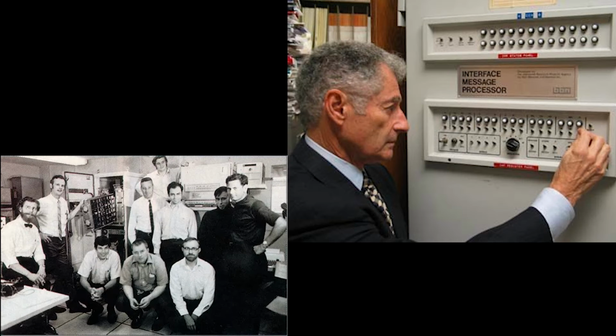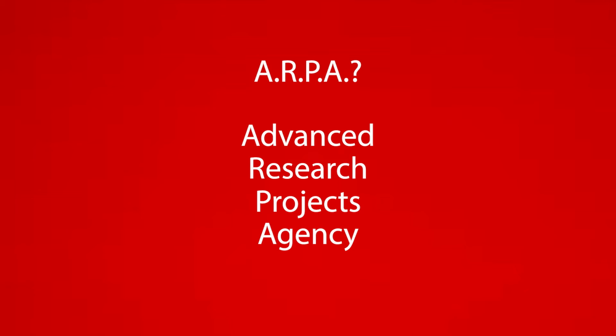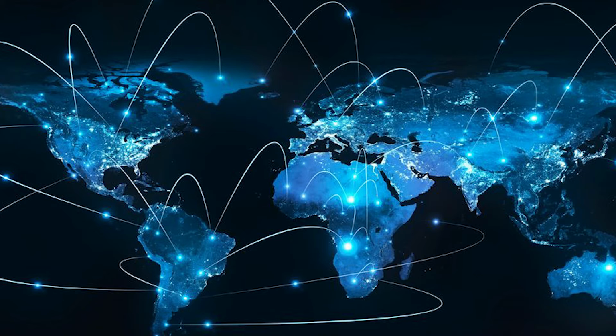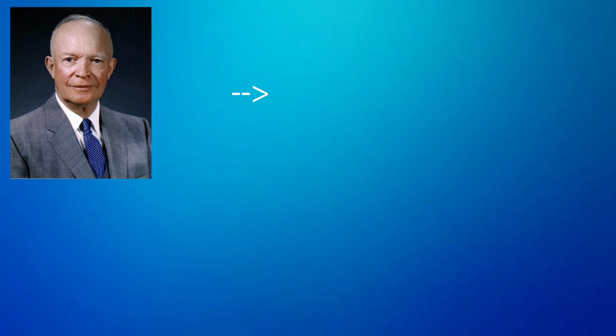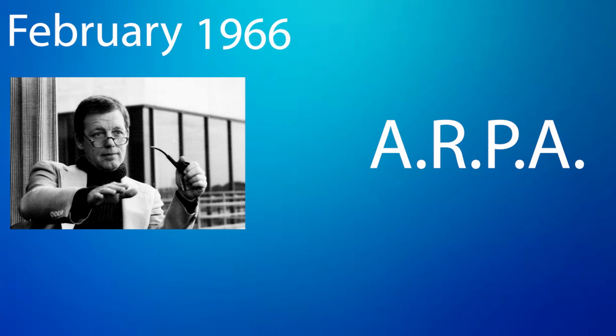This is where the ARPANET project came in. ARPA was the Advanced Research Projects Agency, which was responsible for just that, the development of advanced technologies, and was established by Eisenhower in response to the Sputnik launch in 1957. In February 1966, Bob Taylor successfully convinced ARPA to fund a project that would build a form of wireless data transmission.